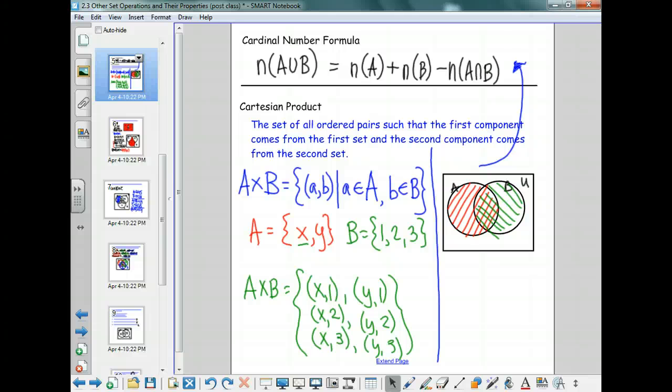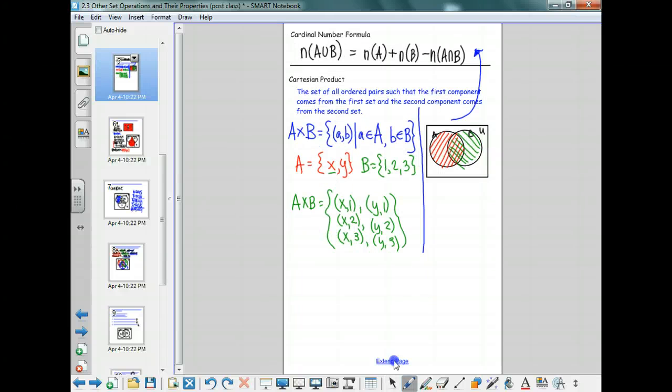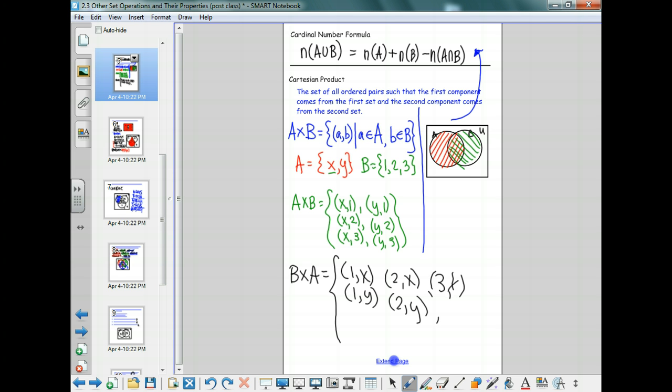So here's A cross B. Let's try it on this slide. If I did B cross A, what would I get? I'd get 1 and then X, because I'd take the number 1 from set B and group it with the X in set A. What else? How about 1Y? Can we do 1Y? 1 and Y? What else? 2X, 2Y, and 3X. Whoops, sorry about that. And 3Y.